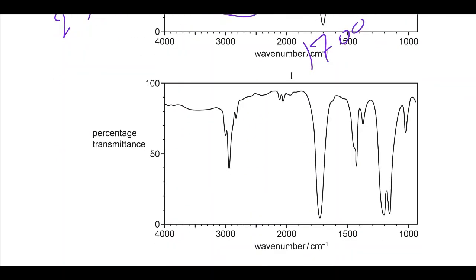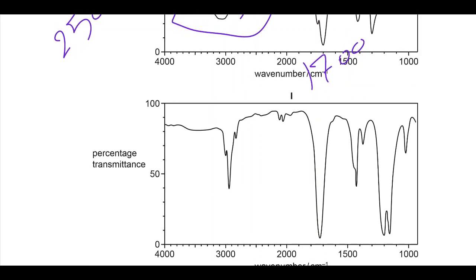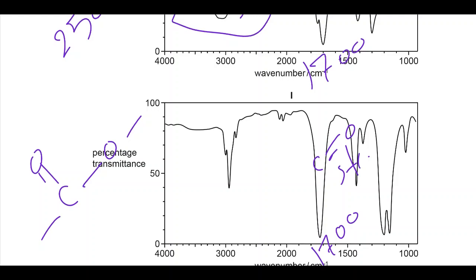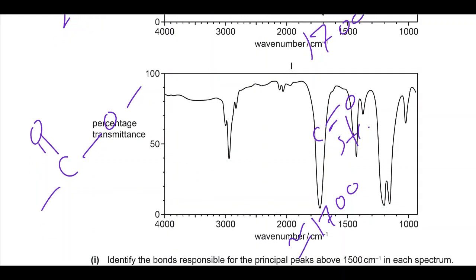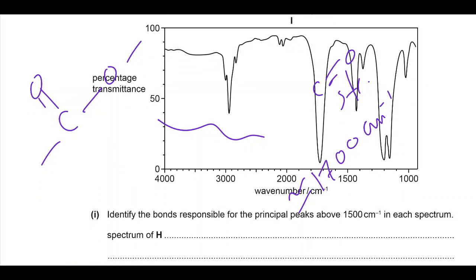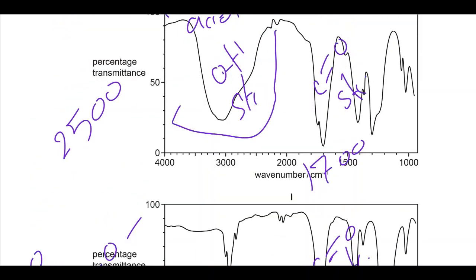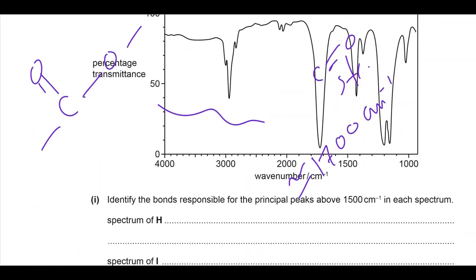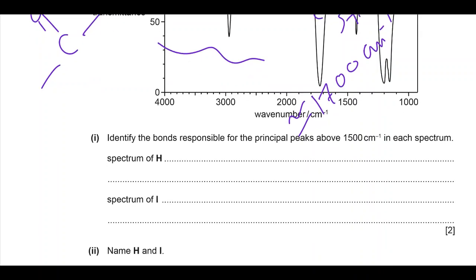And this one is very clear, it's ester. Why? Because in the ester you have this group, always carbonyl. This one stretches in approximately the same region, and we don't have OH here, so this is ester. So identify the bond responsible for the principal peaks. We have explained this one in H, and in I also we have explained them.